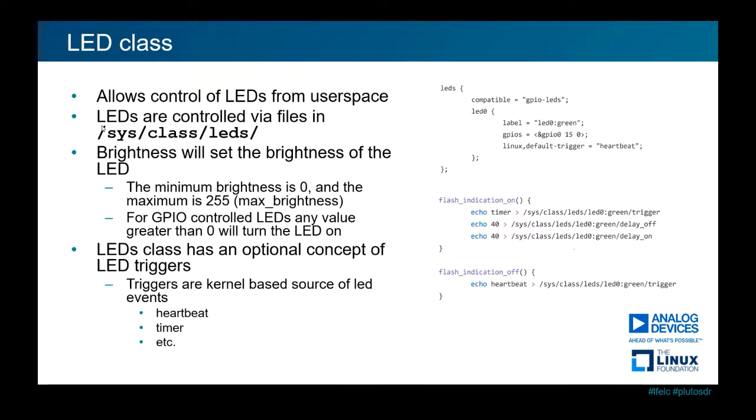While we are flashing, we need to give the user some indication that something is happening on the system, so that the user doesn't turn off power or pull out the USB plug. And we do that by using LED triggers. In the Linux kernel, there is a LED subsystem. It's called LED class. What it basically does is allow users to control LEDs from user space. LEDs are controlled via files in sysfs under sys/class/leds. LEDs have a brightness attribute, which sets the brightness of the LED between zero and max brightness. For LEDs that are controlled by GPIOs, every value greater than zero will turn the LED on.